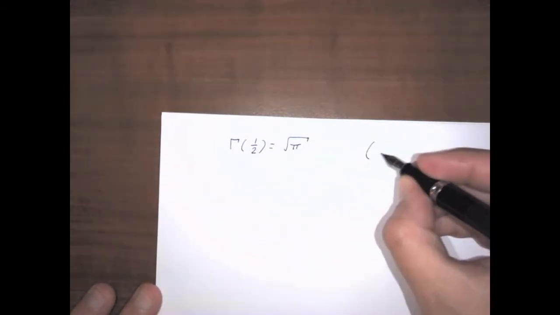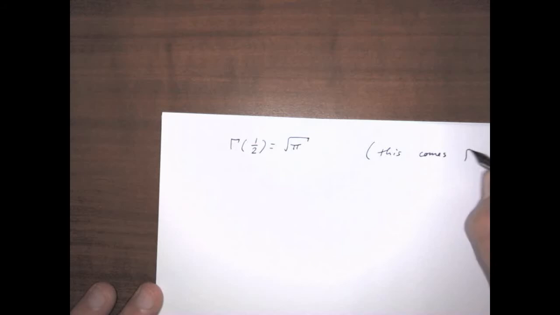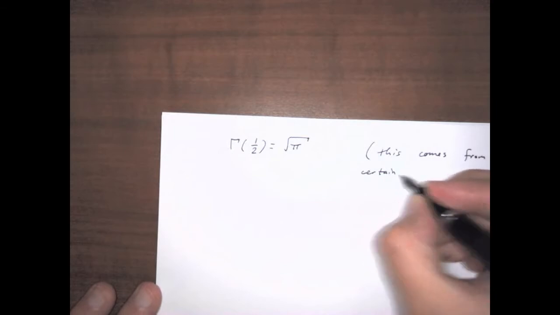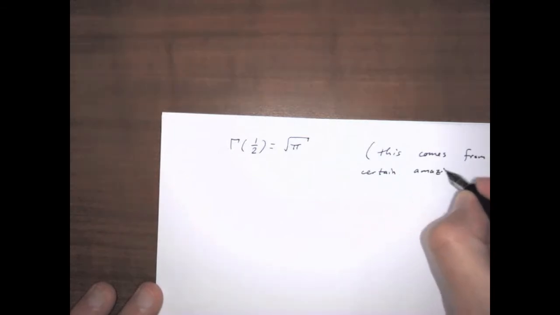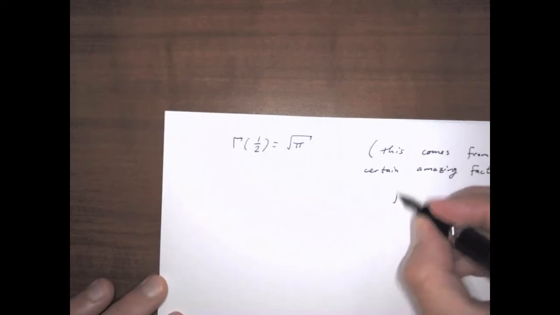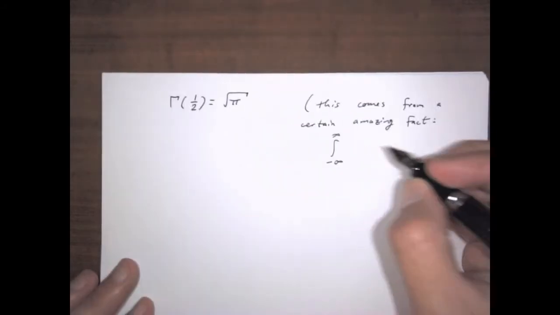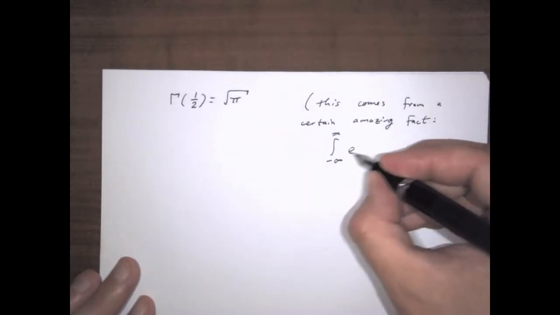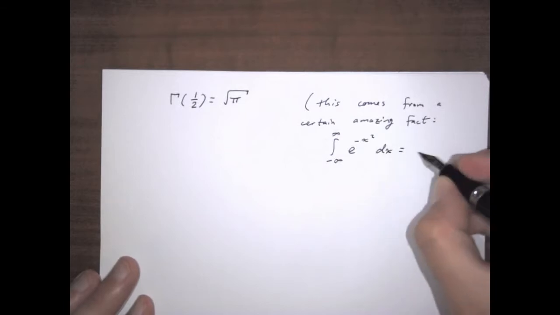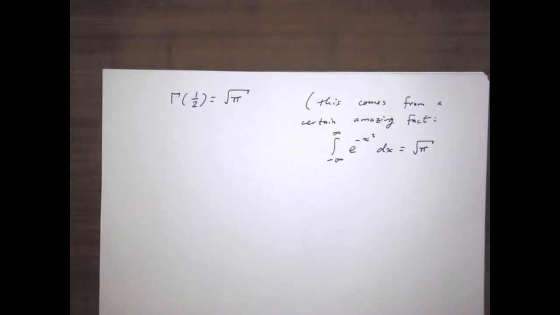So this comes from a certain amazing fact, and we won't go through the details of how it comes from this, but it is interesting, and I don't want you to go your whole lives never having seen this. But the integral from negative infinity to infinity of e to the negative x squared dx is equal to the square root of pi.